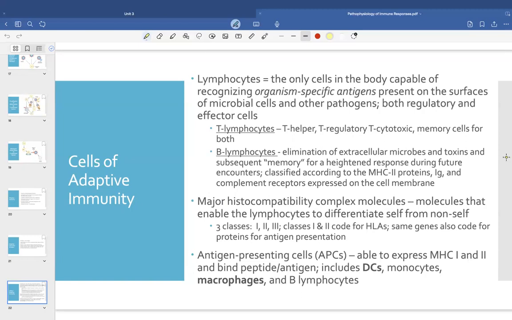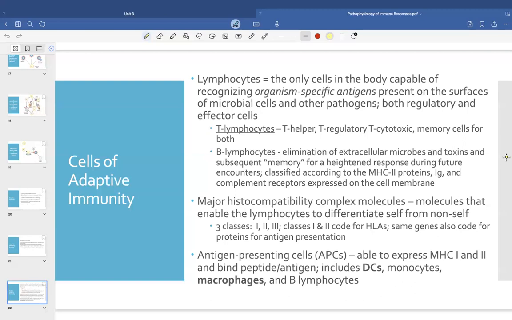Your B lymphocytes can eliminate extracellular microbes and toxins and produce the memory or immunoglobulin production. They are classified according to their MHC2 proteins, their immunoglobulin, as well as complement receptors. So there's a whole cadre of different types of B cells.